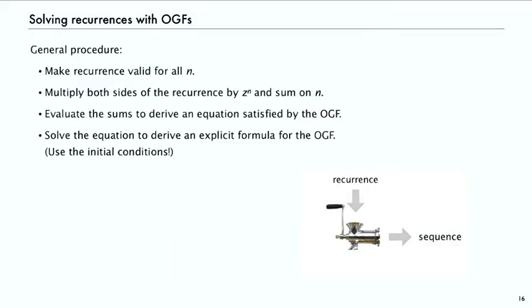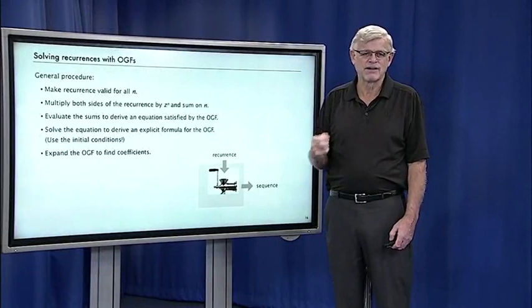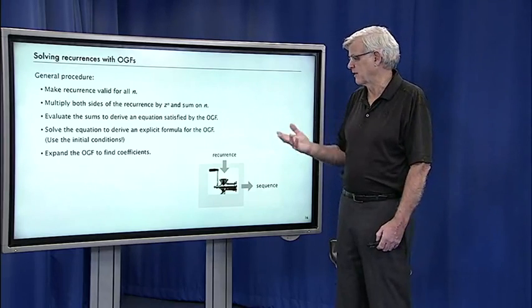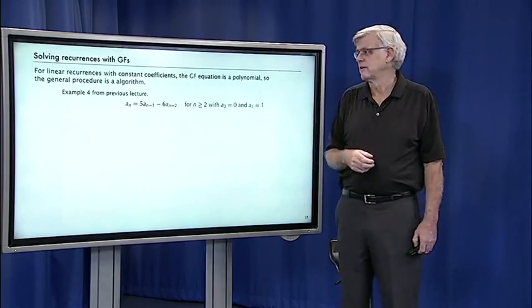So then what we need to do is to solve that equation to get an explicit formula for the OGF. A lot of times we can go ahead and do that, and we'll give plenty of examples. The initial conditions play a role. And then we'll expand the OGF to find the coefficients. So the recurrence corresponds to a sequence. The OGF is a way to represent the sequence. We'll use the recurrence to find out what the OGF is, and then we'll expand to get the coefficients, which is the goal. That's what we're trying to find. So let's look at the example.